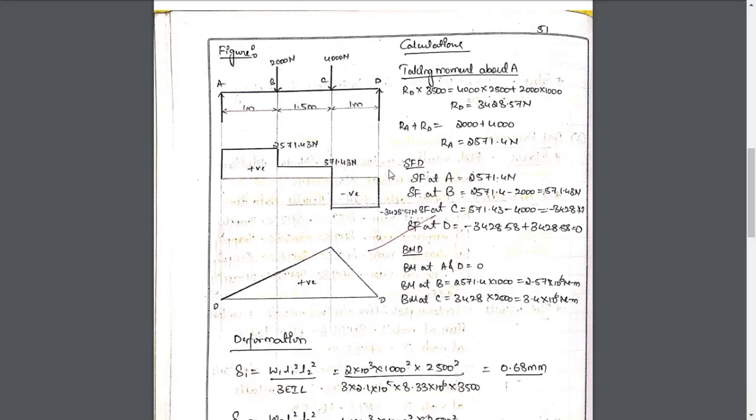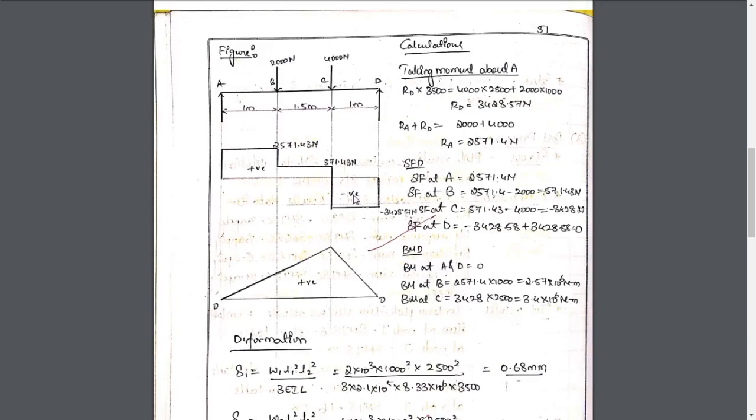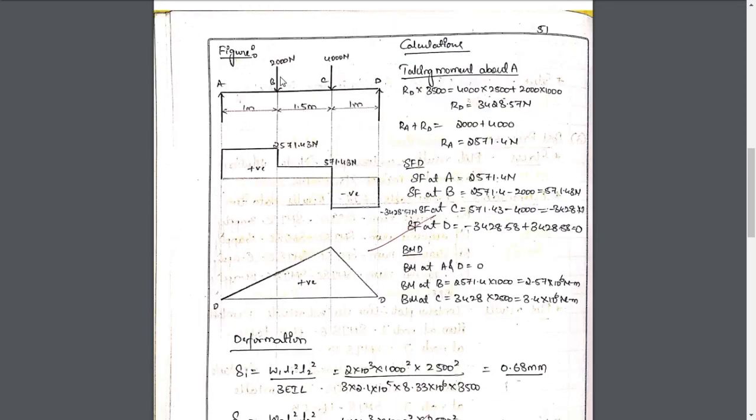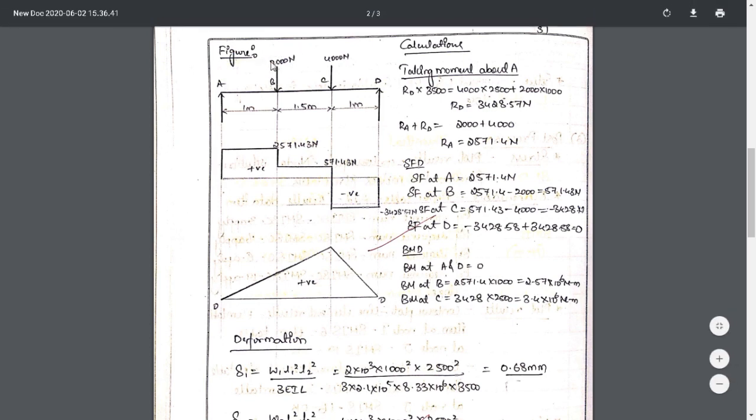See, this is the calculation part. Let us find out the deformation first. To find out the deformation, I'll find out delta 1, delta 2, by taking the two loads separately. If I consider 2000 Newton, then L1 will become 1000 millimeter, L2 will become 1500 millimeter. If I take 4000 Newton as the second load, then 1500 millimeter will become L1, 1000 millimeter will become L2.